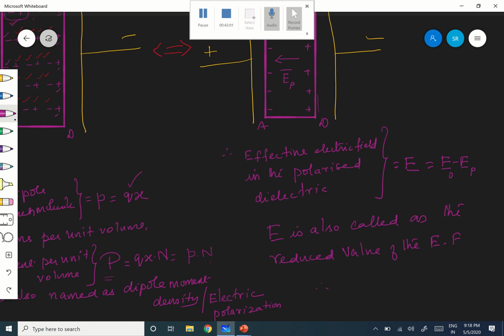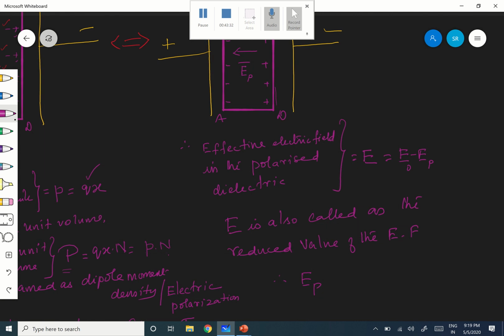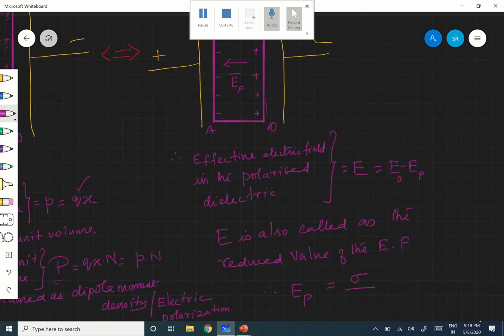What is EP therefore? Now I want to find out what is EP. Therefore, see here what are all the charges here. Here on this side because of this polarization, it is minus Q charge and here it is plus Q charge. On AB, how many charges are there? Minus Q number of charges, and in CD plus Q number of charges are there. Okay, and what is the surface charge density? Let the surface charge density be sigma. Okay, therefore I can write EP in terms of surface charge density as sigma by what is that? It is not epsilon naught. Why? Because it is inside the dielectric. Therefore it is not epsilon naught, but it is epsilon.